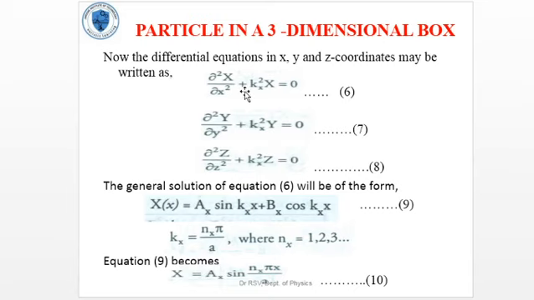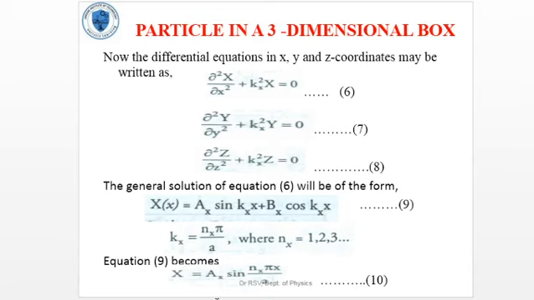Now the differential equations in x, y, z coordinates may be written as d²X/dx² plus kx squared X equal to 0, d²Y/dy² plus ky squared Y equal to 0, d²Z/dz² plus kz squared Z equal to 0. The general solution of equation 6 will be of the form X(x) equal to Ax sin kx x plus Bx cos kx x, where kx equal to nx pi by a, where nx is equal to 1, 2, 3, etc.